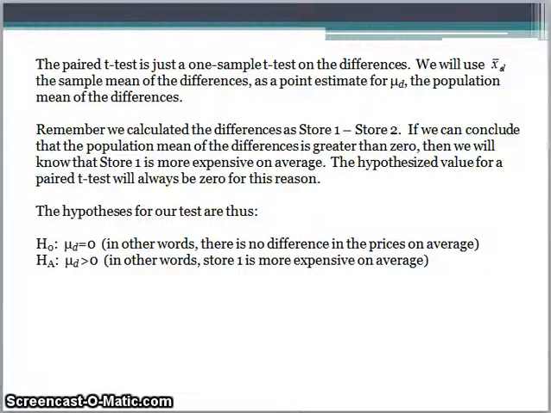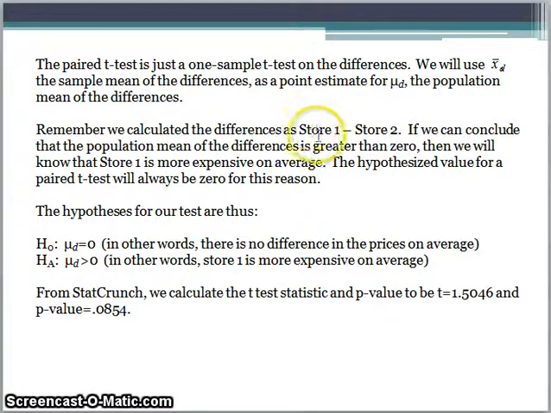So the null hypothesis is that there is no difference between the prices on average, which would mean that mu d is equal to 0. Compare that to store 1 being more expensive on average, which would be mu d greater than 0. Keep in mind that that's only because we did store 1 minus store 2. If we had done it the other way, store 2 minus store 1, then the inequality here would go the other direction. It would be less than.